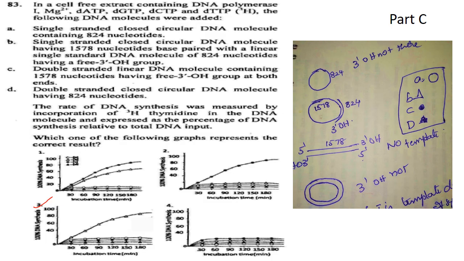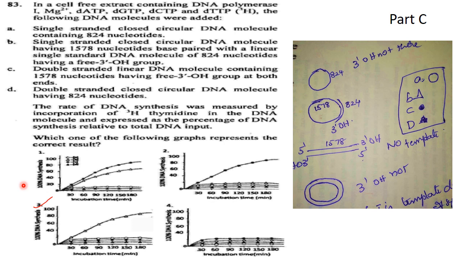Then next one. In a cell-free extract containing DNA polymerase 1, Mg2+, dATP, dGTP, dCTP, and radiolabelled dTTP, the following DNA molecules were added. Single-stranded closed circular DNA molecule containing 824 nucleotides.